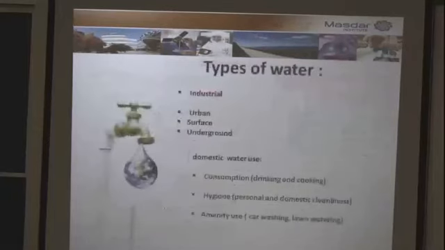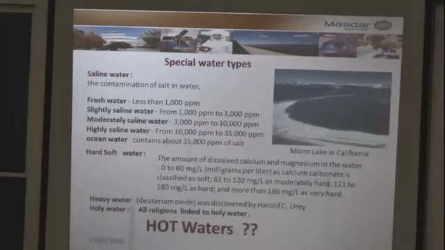So these are the few special water types we discussed in our previous discussion as well. You might have seen fresh water, slightly saline, moderately saline, highly saline, ocean water, and all these parameters are given. Saline water is characterized, in fact ocean water or sea water, by a high concentration of salt, sodium and potassium chloride. This is measured in the form of conductivity. And then hard water and soft water, heavy water, and also we discussed body water.